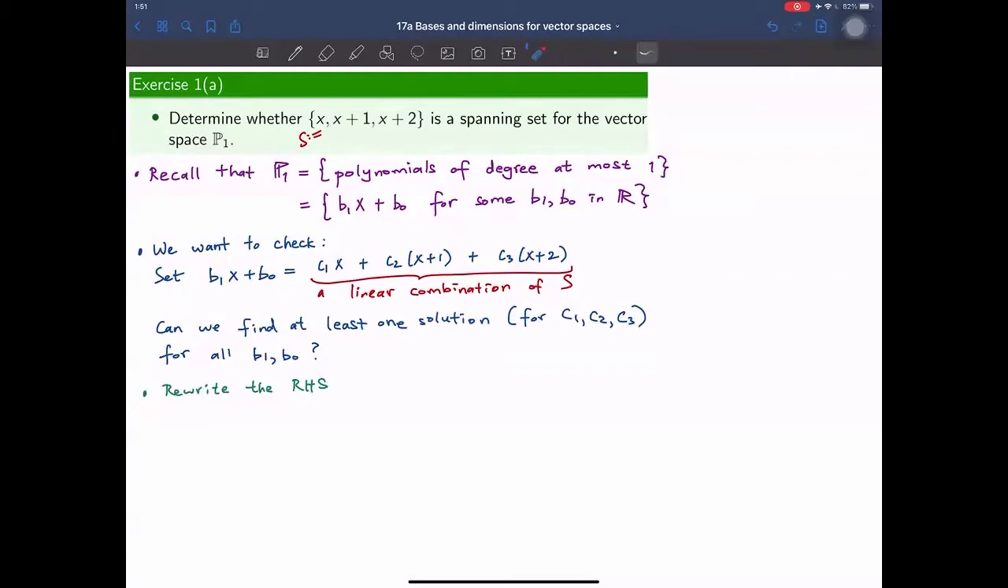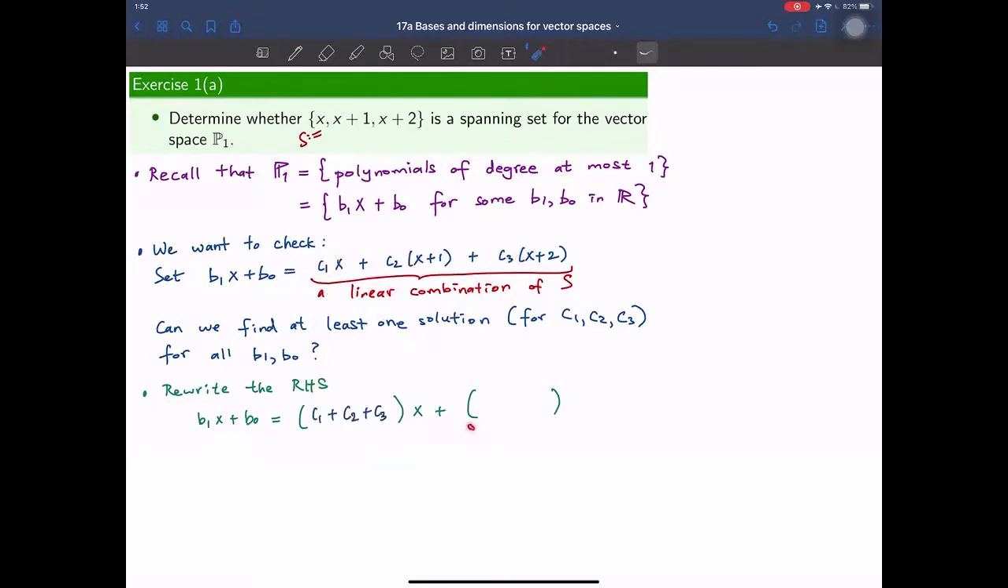Right now, the right-hand side is not in standard form, so I will rewrite it so that it looks like the left-hand side. I want to put all of the terms that have an x together. So I should have C1 and C2 plus C3 here.